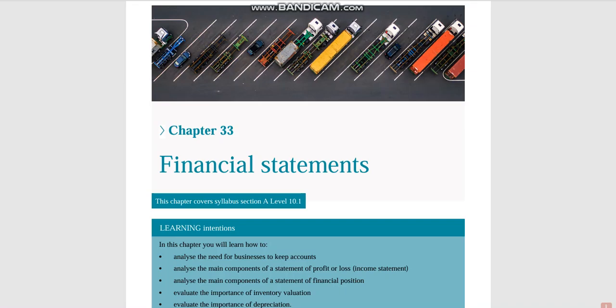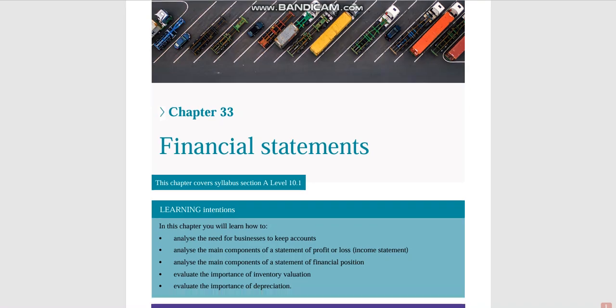So we're starting with financial statements, and we're going to start this from the book because it's the most extensive piece of material we have regarding financial statements. So let's carry it forward.